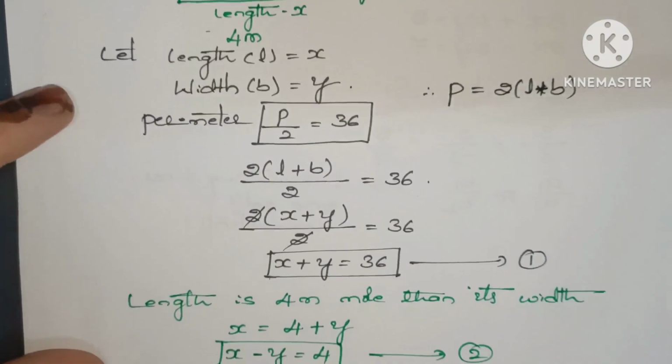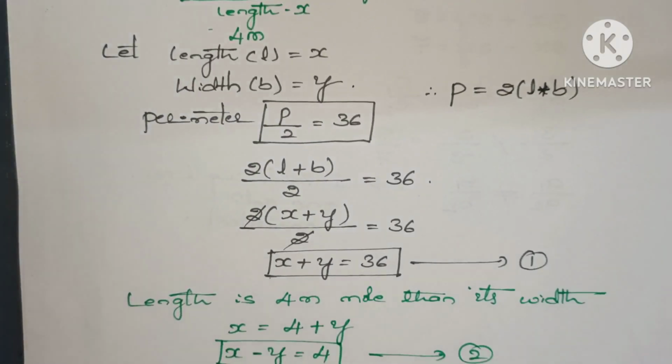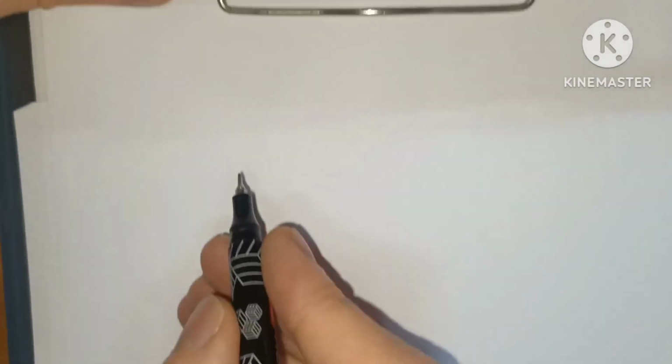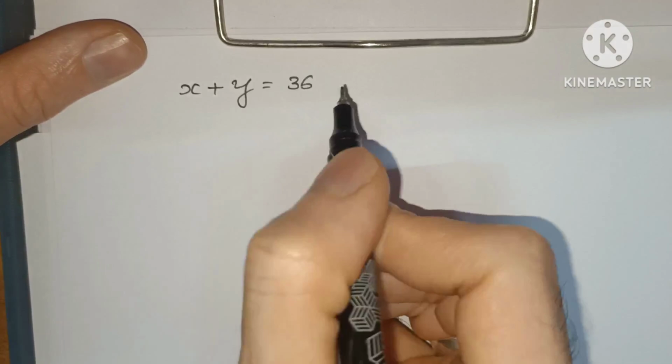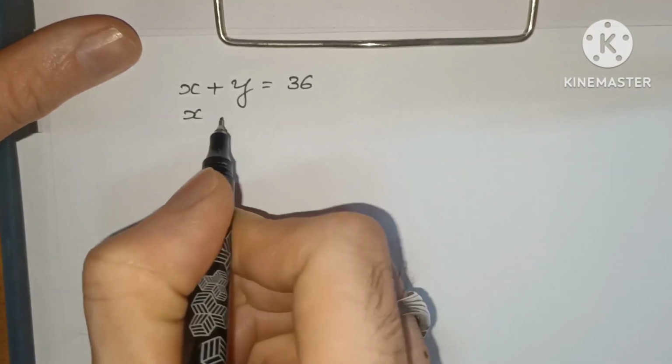Once again, just rewind the video and observe up to here. Now we will move on further. Now we got 2 equations, right? Now we will try to solve it. The first equation ours is x plus y is equal to 36, and one more equation is x minus y.